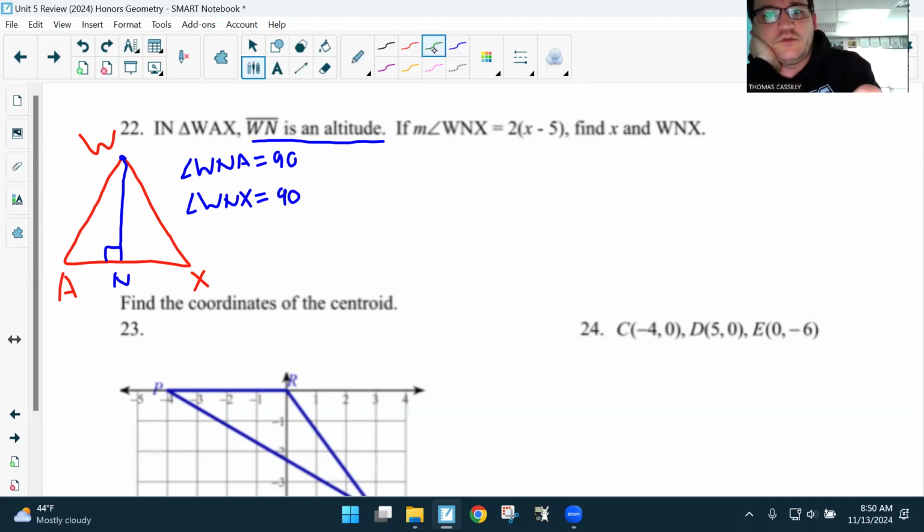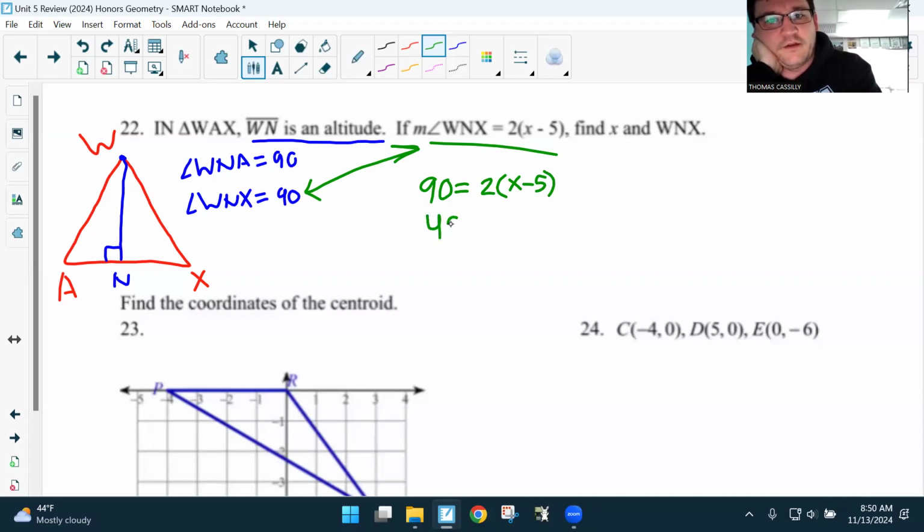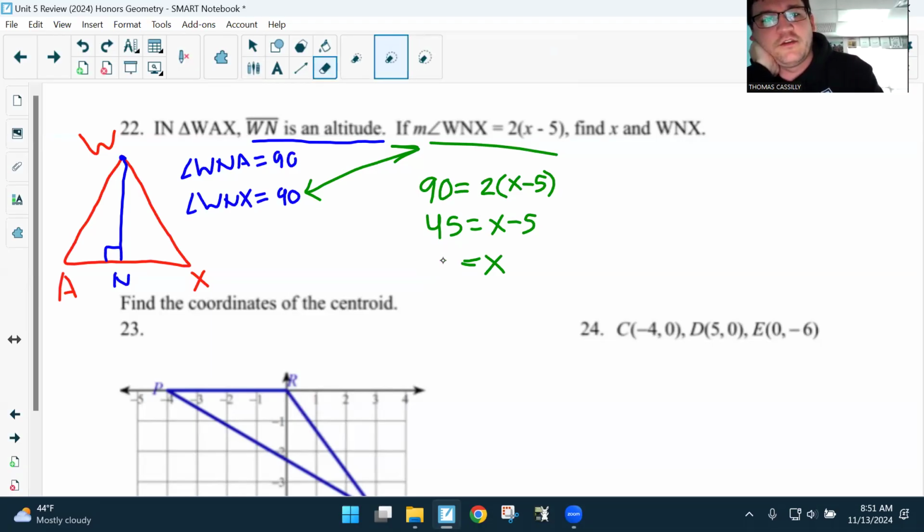All right, so let's look at this. WNX is 2 times x minus 5. So let's set those two equal to one another. So we can say 90 equals 2 times x minus 5, and then solve here. We could say 45 equals x minus 5. What I did there is I divided both sides by 2 instead of distributing. That might save you a little bit of time. So x equals 50. All right, so that looks bad. Let me try that again. x equals 50.